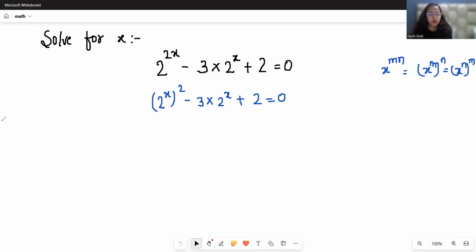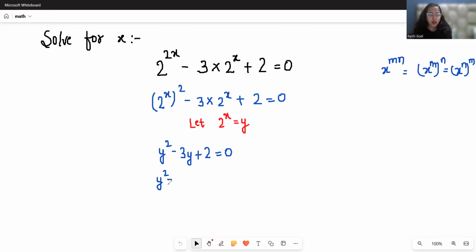Now, I am going to take a substitution. Let 2 power x equal y. So it becomes y square minus 3y plus 2 is equal to 0. So this is a quadratic equation, and I can use the middle term split method to factorize this.